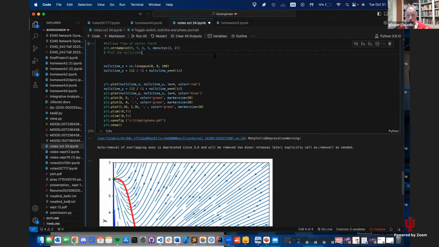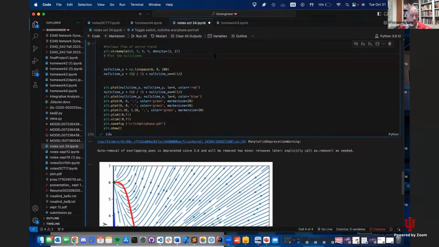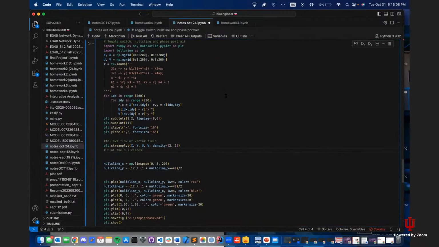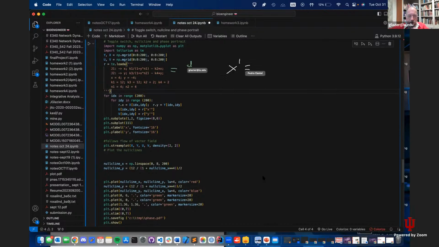Let's look at the nullclines together. Let's look at just the analytically derived one, I think, because the equations are simple. Let's look at J1. J1 says dx by dt is equal to k1 over blah blah. Let me go back to my annotator. Right here, this is equal to dx by dt.